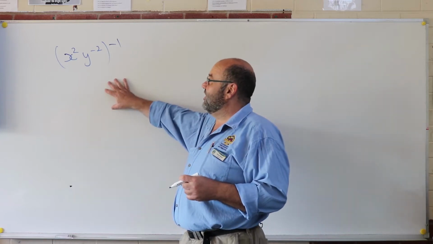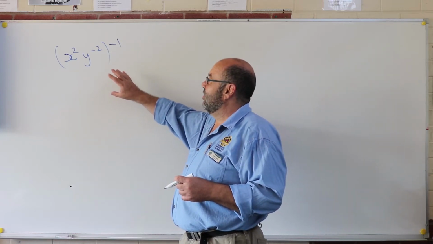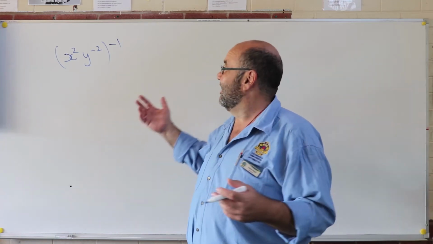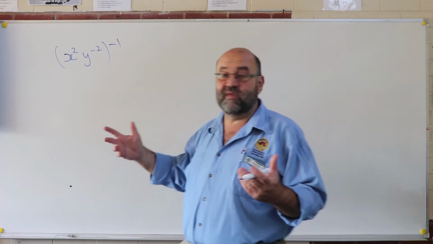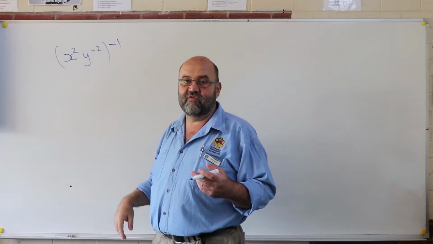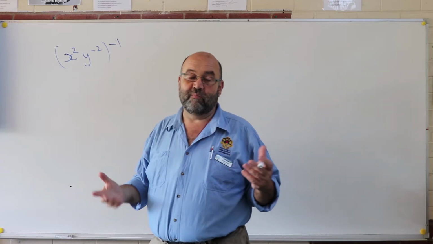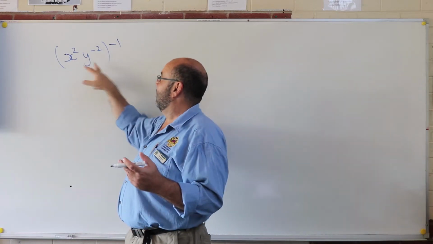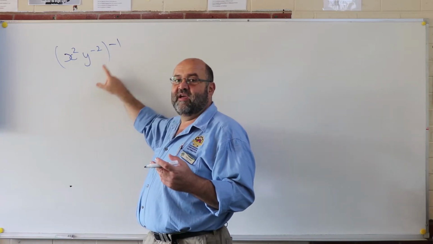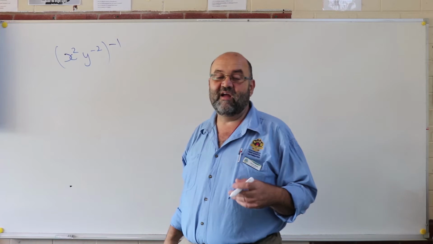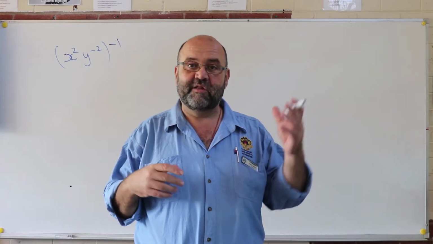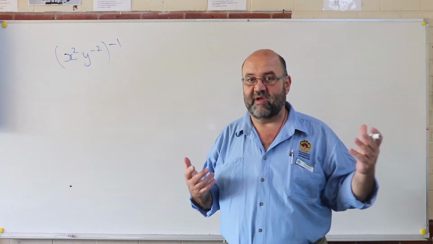But in this question here, I need to simplify this expression. So what have we got going on? Well, we've got a multiplication. So x to the power of 2 would be multiplied by y to the power of negative 2. We've got brackets. So x squared y to the negative 2 is in brackets, and that bracket's being raised to a power, and that power is negative. So we've got multiplications, negative powers, brackets, and another negative power.